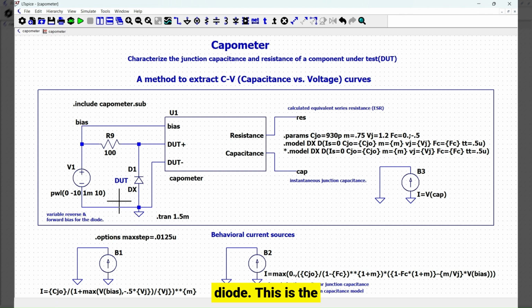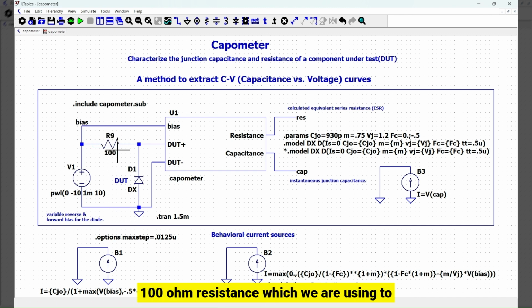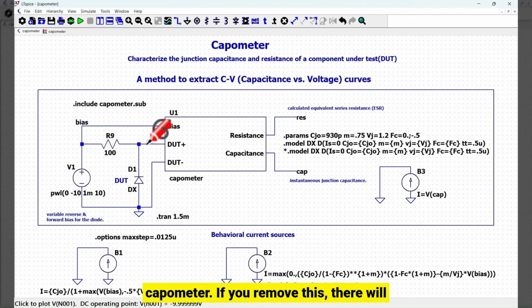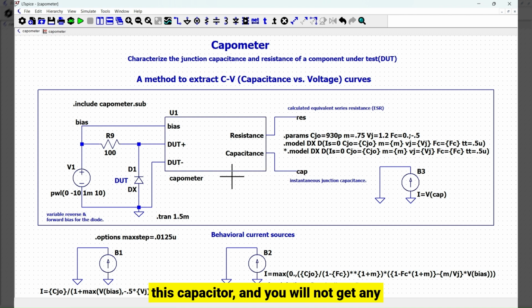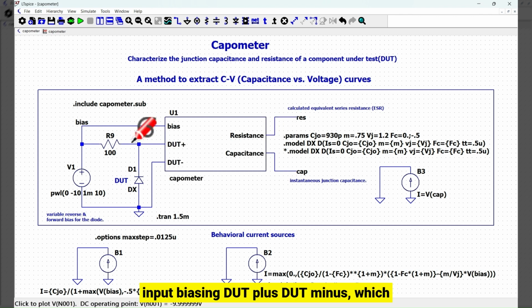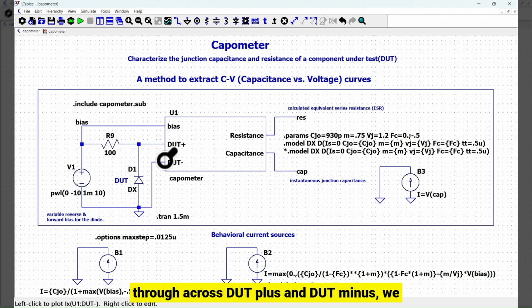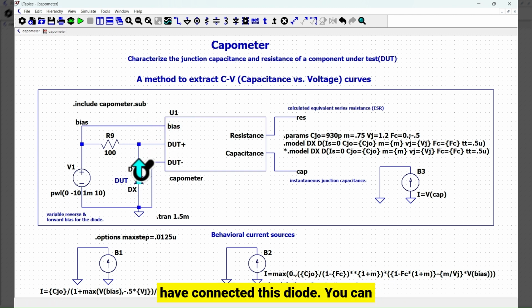diode. This is the 100 ohm resistance which we are using to sense the current which is flowing to this diode, and it is for the internal working of the capmeter. If you remove this, there will be no voltage measurement across this capacitor, and you will not get any graph. So this is important. And then we have the input biasing, DUT plus and DUT minus, across which we have connected this diode. You can connect any diode.